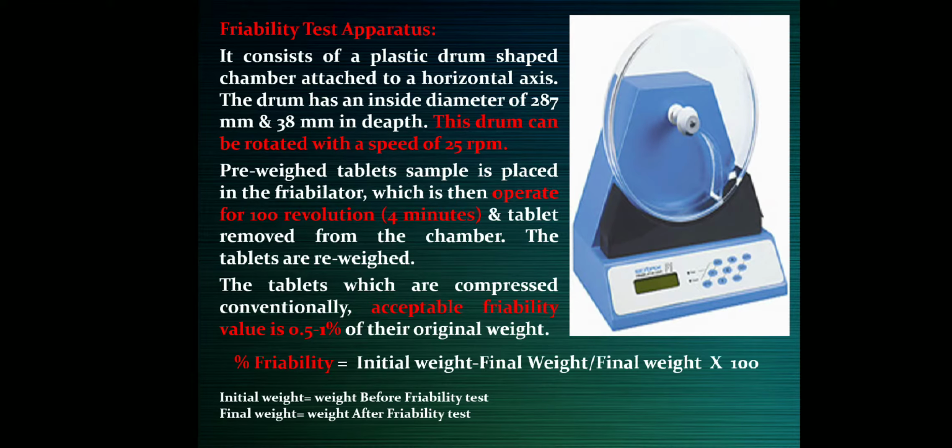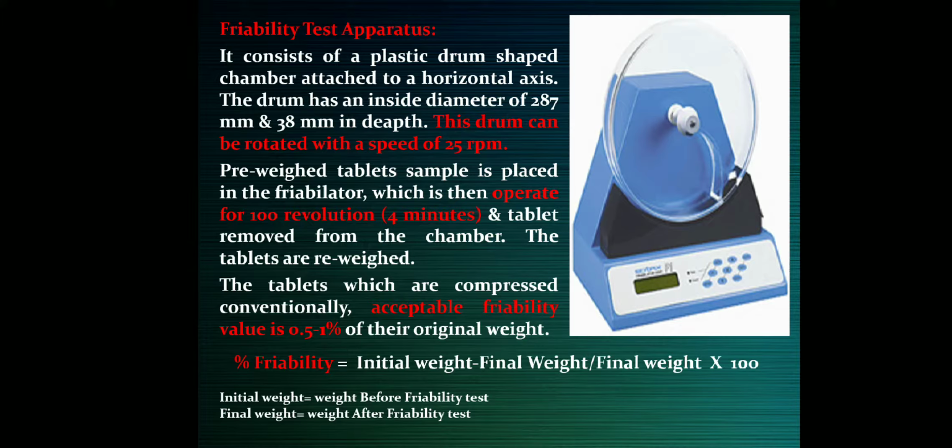The friability test is carried out in a friability test apparatus. It consists of a plastic drum shaped chamber attached to a horizontal axis. The drum has an inside diameter of 287 mm and depth of 38 mm. This drum can be rotated with a speed of 25 rpm. The drum is circular.